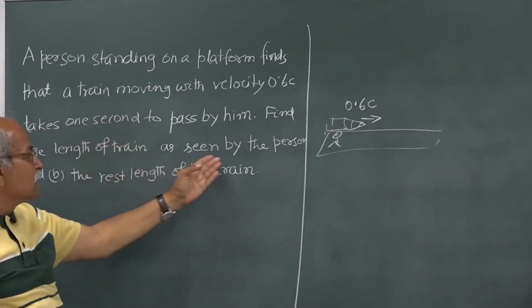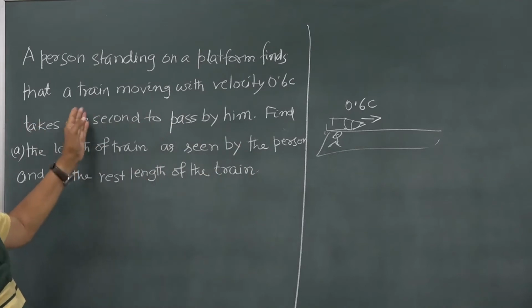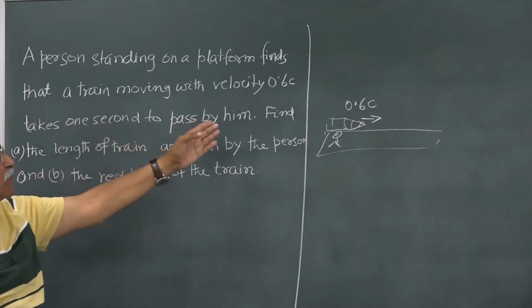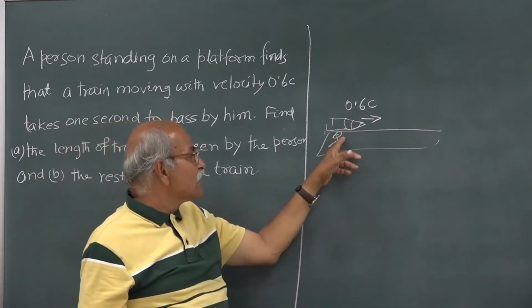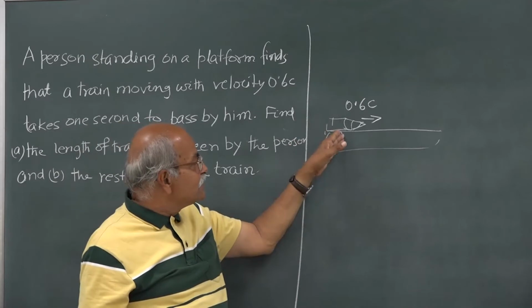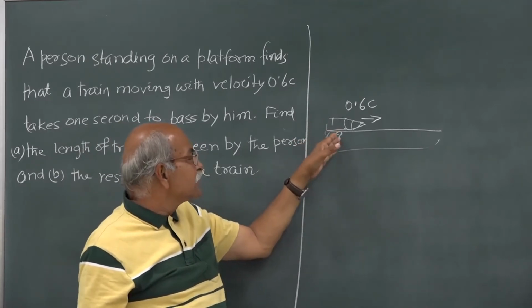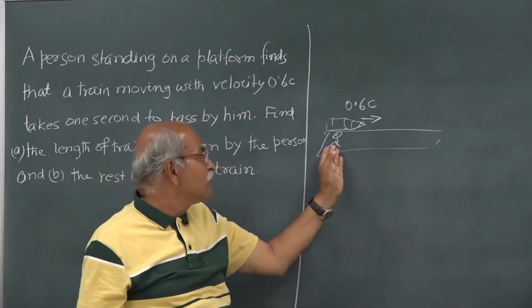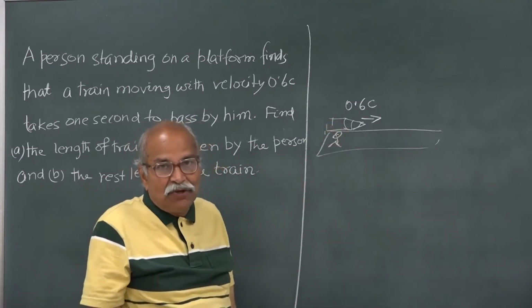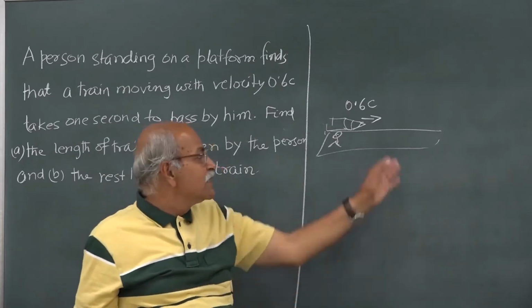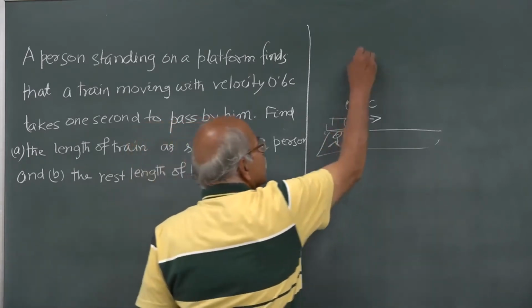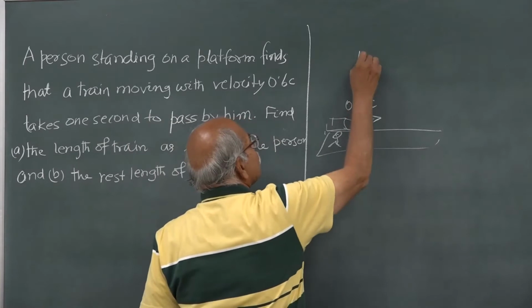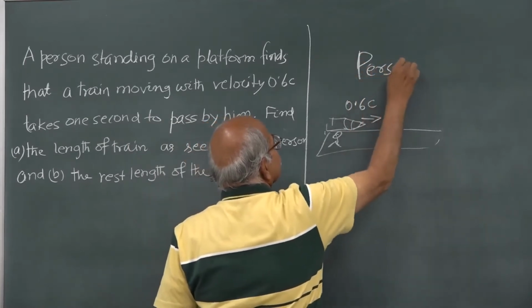Find the length of the train as seen by the person, and the person finds that it takes 1 second to pass by him. The train takes 1 second to pass by him. That means the engine is here, and then the last coach, the rear end, is here. So, the train has passed by him and it takes 1 second. So, you know how much the engine has moved in 1 second? It has moved at this speed. So, this is for that platform, this is for the person's frame.